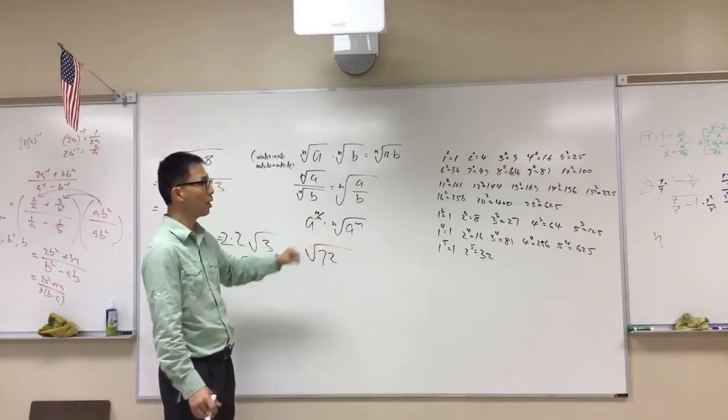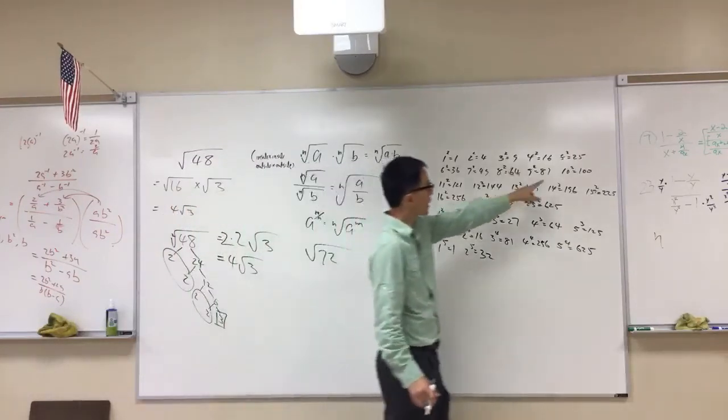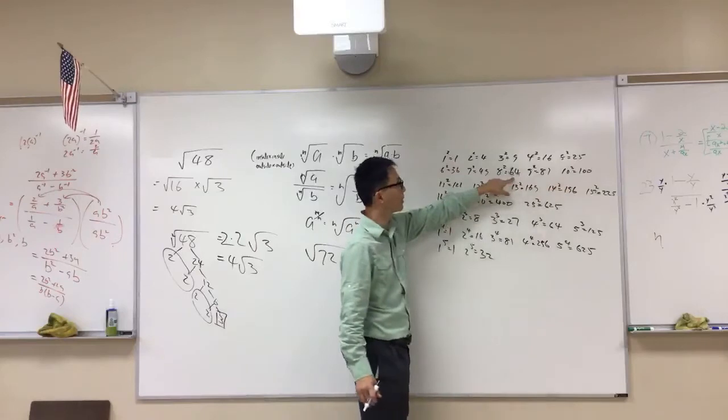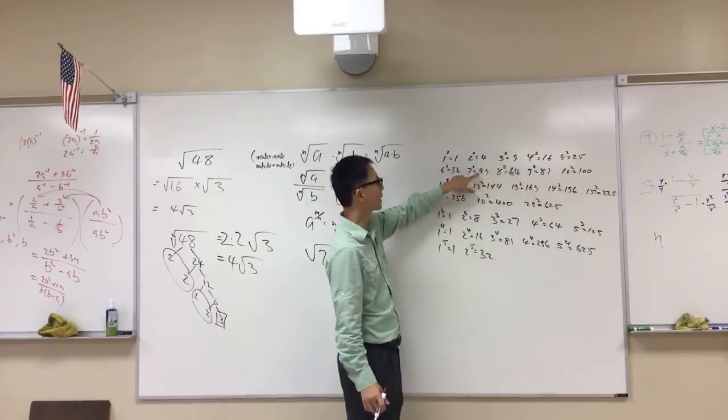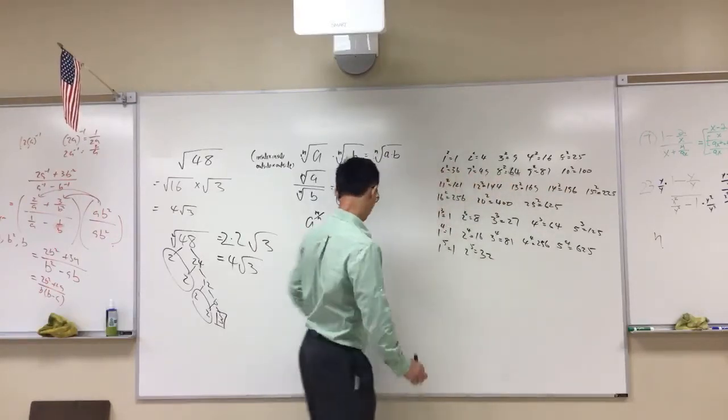So let's try the slow way, right? 72. You go 72, all the way here, right? Can you divide by 49? Can you divide by 36? Yes.